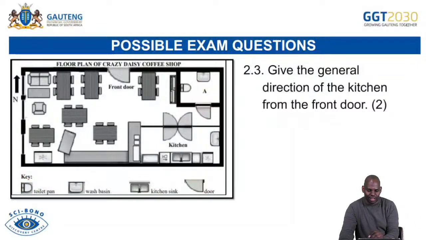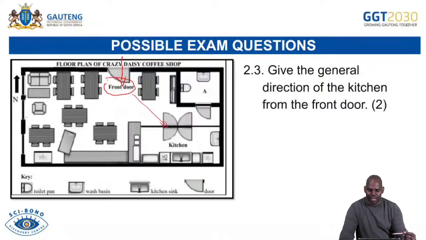The general direction of the kitchen from the front door. Now, they must have indicated the front door somewhere. There I've got a front door. So this is the front door. So it means when you enter this place, this is where you're going to enter. Then where are you going to find the kitchen? Right, there is the kitchen. The kitchen is here.